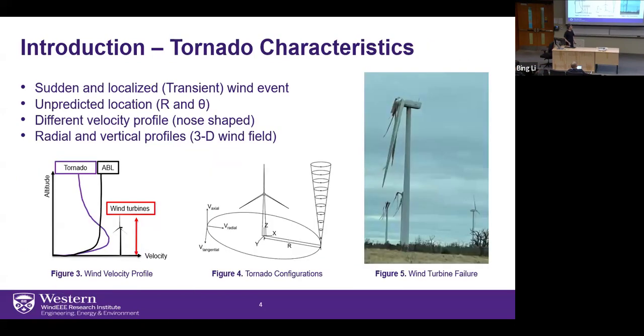So tornado is quite different. It has some interesting characteristics. So first, it's a sudden and localized event, and it could happen at any location with respect to the wind turbine. And also, if you look at the wind profile, it's very different from the boundary layer wind.